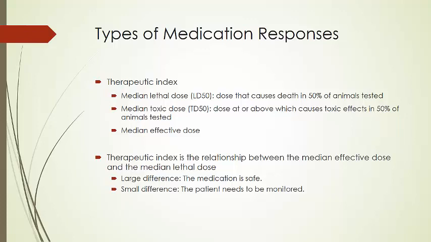And the therapeutic index is just the relationship between the effective dose and the lethal dose. So if it's a very big difference, then that medication is generally considered to be safe. But if it's a very small window there, then that patient needs more careful monitoring to make sure that they don't become toxic or have any lethal side effects from it.